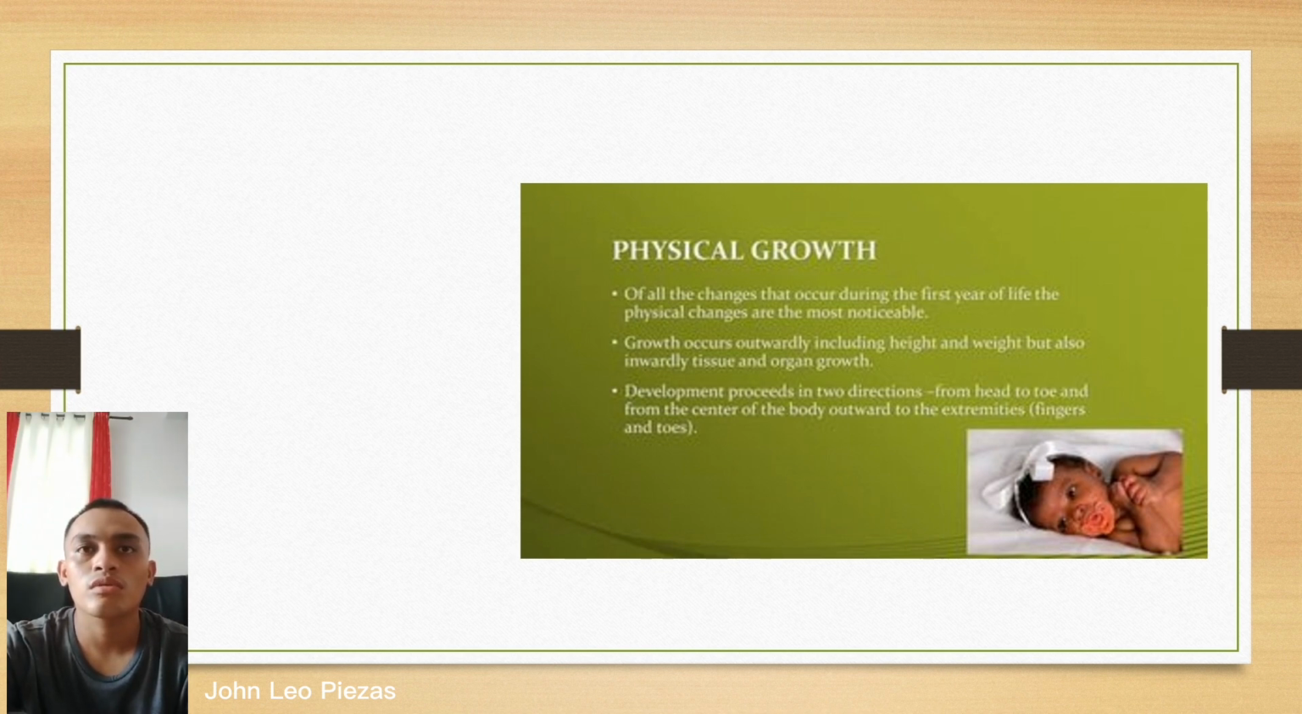largely attributed to multiplication of cells, hyperplasia, and increases in the intracellular substance. Hypertrophy contributes to a lesser extent to the process of growth, which is fastest between 0 and 2 years.